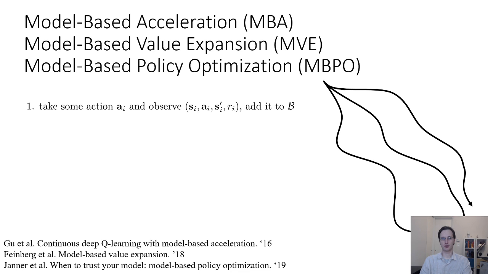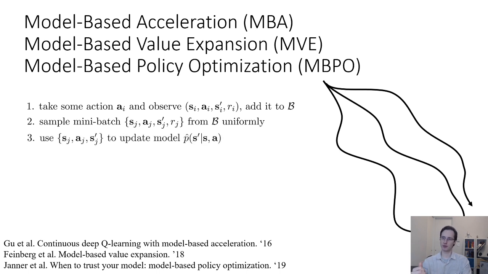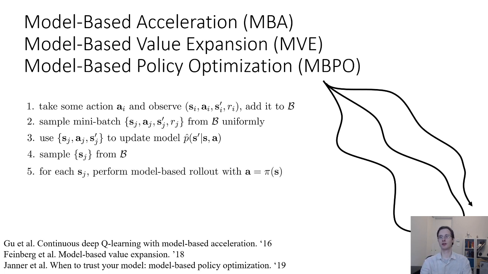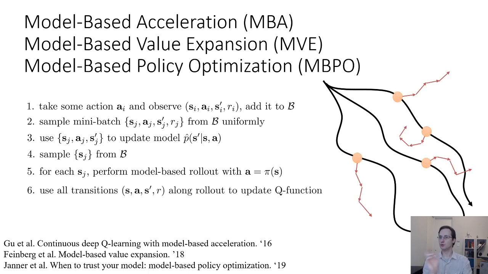They're all variants on the theme where you take some action, you observe a transition, add it to your buffer, sample a mini batch from your buffer, use that mini batch to update your model, sample a batch of states from your buffer. For each of those states, you perform a model-based rollout with actions from your policy, use those transitions along those rollouts to update your Q function and maybe your actor if you have an actor-critic algorithm, and so on.